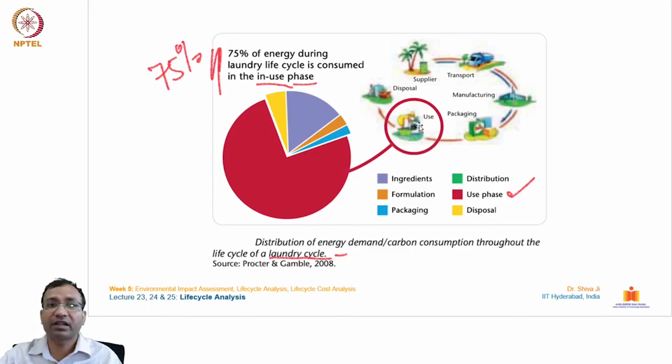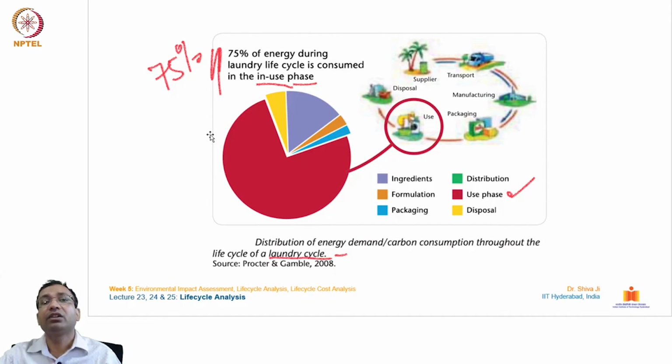So if you see, it starts from the supplier, goes to transport, manufacturing, packaging, then use, then disposal. So this is the typical life cycle of a laundry unit. This is the place where it consumes the highest. So what is the learning from this slide? The use phase is a stage which consumes like 75% of energy.